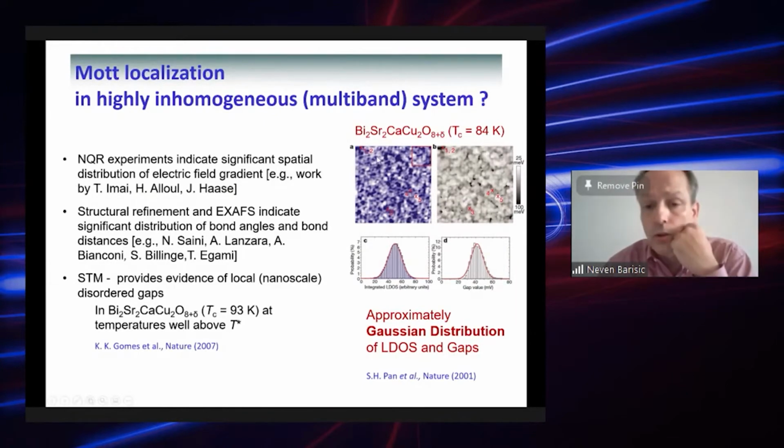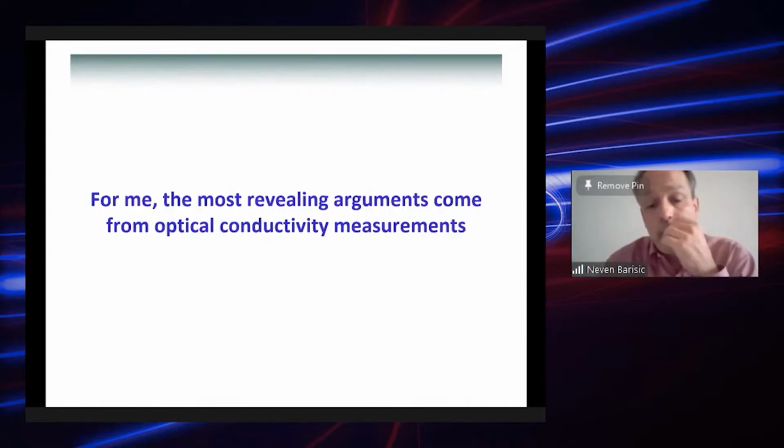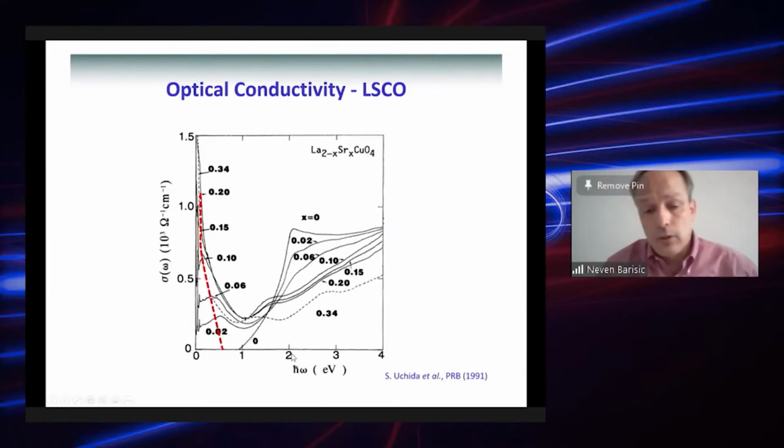So this is 600 angstroms by 600 angstroms, and on 600 angstroms, you see a considerable disorder and different gap distributions. And this gap distribution, we attribute to the gap distribution of the localized carrier. In fact, for me, the most revealing argument comes from optical conductivity, that indeed we should attribute it to the localized gap. These are very old measurements of Uchida. If you look at the parent compound, you see a very clear charge transfer gap. These are polycrystalline samples. I think the measurements are done at 300 Kelvin.